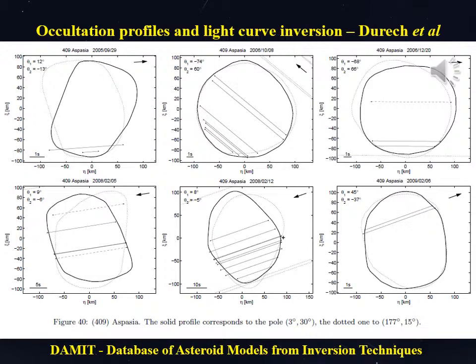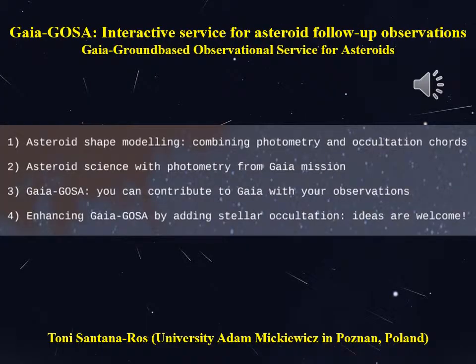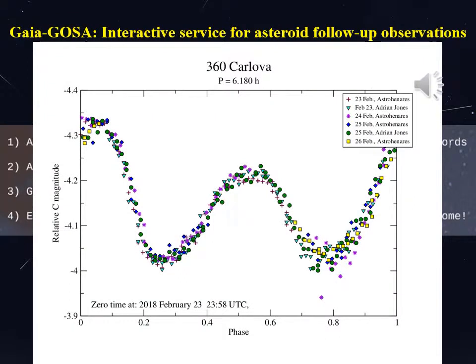Now, bringing this up to date with the latest work from Tony Santana Ross in Poland, with the wonderful Gaia satellite, which is doing this marvellous astrometry, giving us the greatest ever accuracy for a star catalogue. There's a Gaia GOSA project, the Ground-Based Observation Service. So if you like doing photometry of asteroids, this project combines your photometry with Gaia's photometry, which it does occasionally as it spins across the asteroid paths, and combines it with our occultation codes. So there's a Gaia GOSA website.